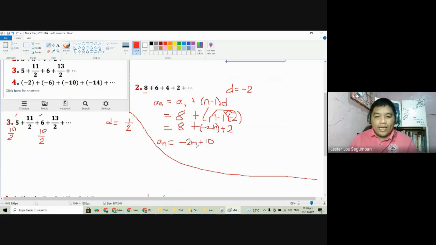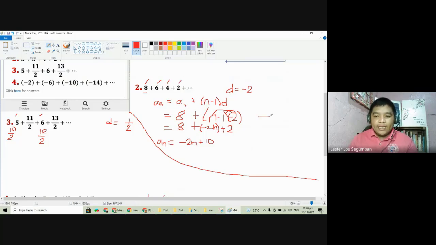Let's try. When n is 1, 1 times negative 2, that's negative 2 plus 10, you will have 8. That's correct. When n is 2, 2 times negative 2 is negative 4 plus 10, that's 6. When n is 3, 3 times negative 2 is negative 6 plus 10, 4. And then, just for the purpose of checking, when n is 4, 4 times negative 2 is negative 8 plus 10, you'll have positive 2.